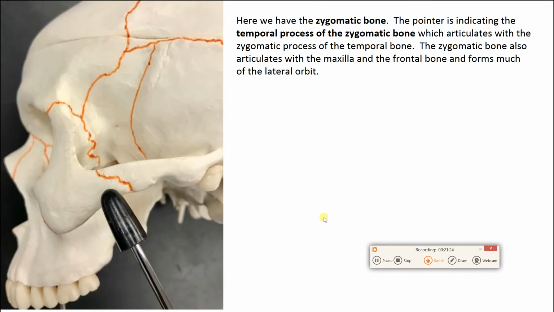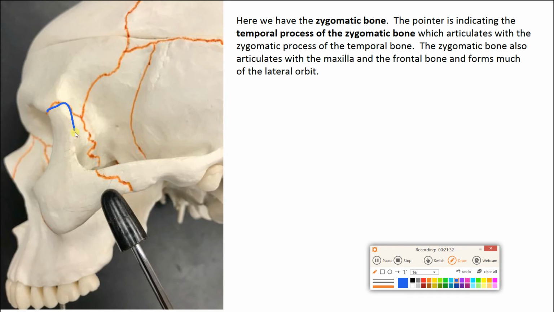All right, when we look at the model of the skull here, we've got the side view of that zygomatic bone. We see it going up to meet the frontal bone. We see it coming back to meet the temporal bone. Now you only have to know one chunk of the zygomatic bone, which is this part right here, which I am shading in red, sort of. That part right there is called the temporal process of the zygomatic bone.